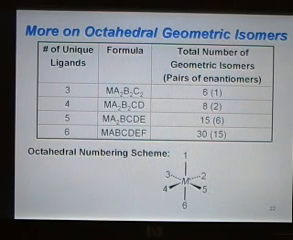Fifth, or if we have 5 unique ligands, that gives us a formula of Ma2BCDE. The total number of geometric isomers is 15, and that means 6 pairs, 12 out of the 15 isomers are enantiomers. Finally, if we have 6 unique ligands, that would mean that the formula would be MABCDEF, giving you 30 total geometric isomers, and all 30 are optically active. There are 15 pairs of enantiomers.